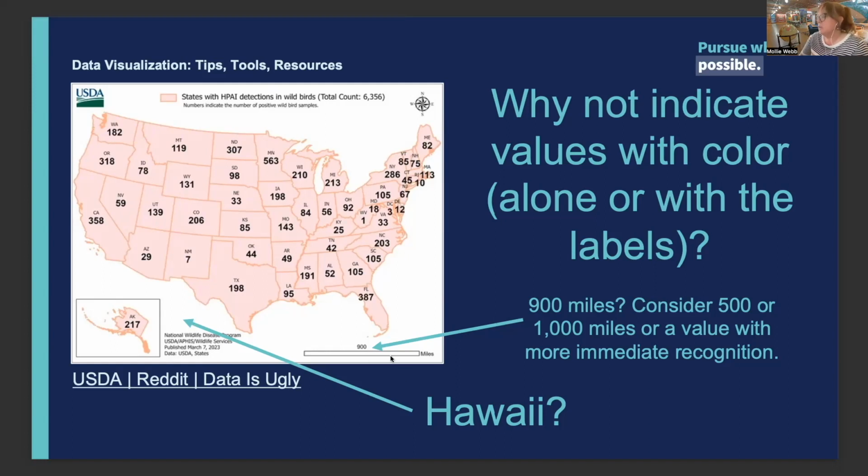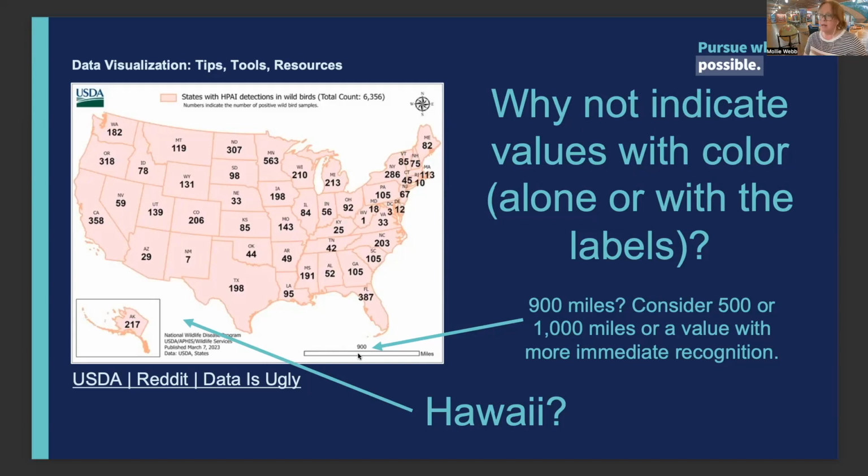And then the other thing that I noticed, and this is kind of a small thing, and it might be a little bit nitpicky, but the scale provided was for 900 miles, which is kind of an odd distance. I don't really have a great frame of reference for what 900 miles is. Typically, whenever I'm making a map, I like to make the graphic scale a nice round number. So in this case, I might do 1,000 miles, or I might do 500 miles.